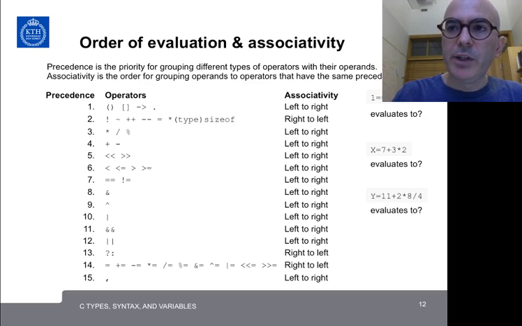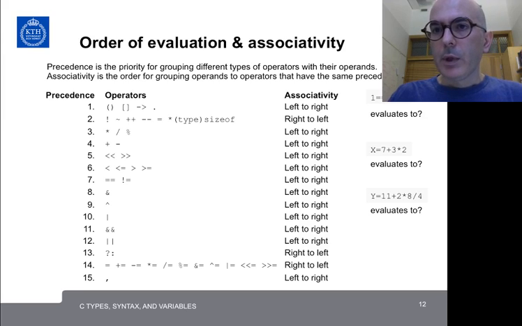What is the order of evaluation when you have more than two operators in a C line? In order to understand the order of evaluation, we need two concepts, the concept of precedence and associativity. Here we have precedence in the first column of this table. Precedence is the priority for grouping different types of operators with their operands. The second concept is associativity, which regards operators with the same precedence. It is the order for grouping operands to operators that have the same precedence.